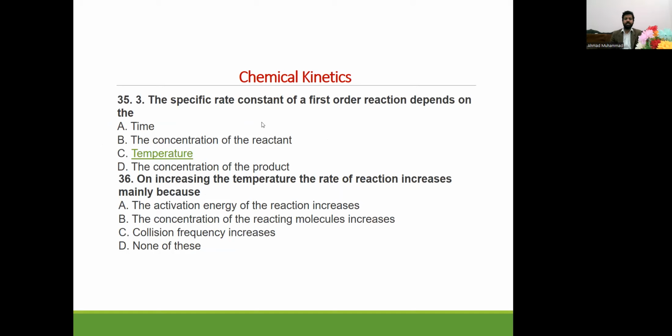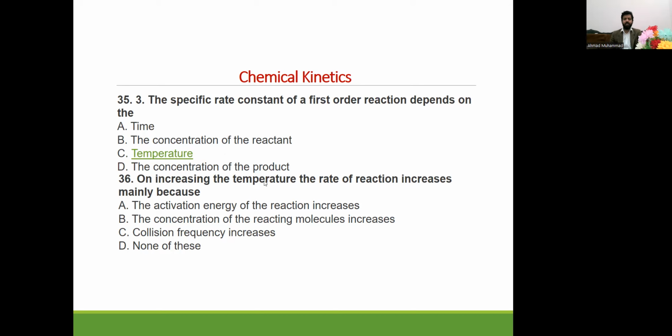The specific rate constant of a first order reaction depends upon the time, concentration of reactant, temperature, and concentration of product. So the right option is that the specific rate constant will depend upon the temperature, or C is the right option. You can search this question on the internet to get the right option. I think it will be the B or C option.